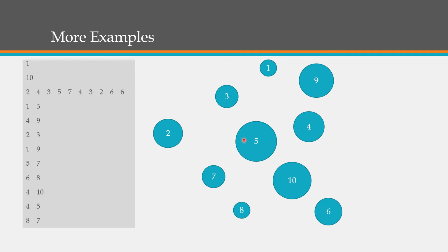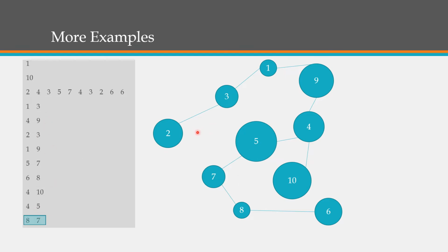Now how are they connected with each other? 1 is connected to 3, 4 is connected to 9, 2 is connected to 3, 1 is connected to 9, 5 is connected to 7, 6 is connected to 8, 4 is connected to 10, 4 is also connected to 5, and 8 is connected to 7. So these are the connections. We have n minus 1 connections, which is 9 connections.